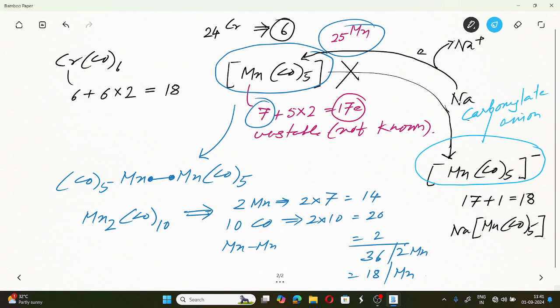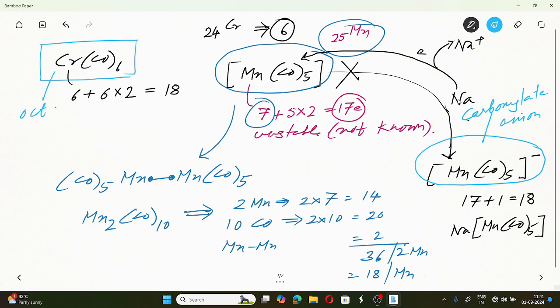Carbonylate anion. Okay. Now, if you look at the structure of Cr(CO)6, see, this is octahedral, perfectly octahedral, no issues.